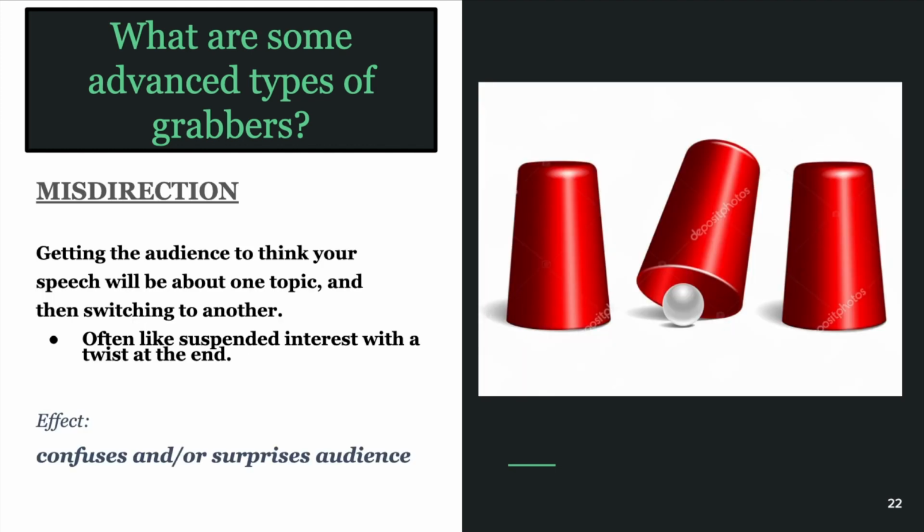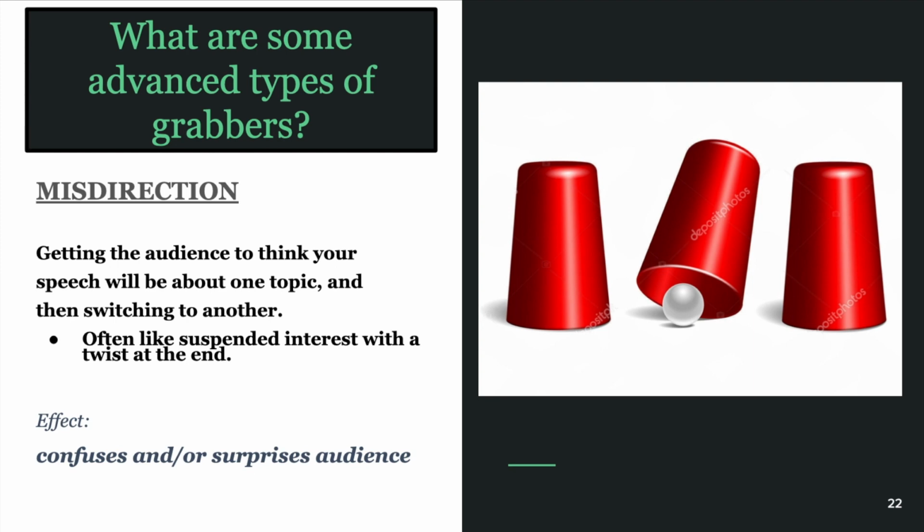All right, another advanced form of a grabber is called misdirection, where you're intentionally leading the audience one direction and then strategically you yank them a completely different direction. So this is getting the audience to think your speech is about one topic, and then you switch it up to another topic. And if you do this effectively, you've got the audience eating out of the palm of your hand. This is often like suspended interest with a twist.